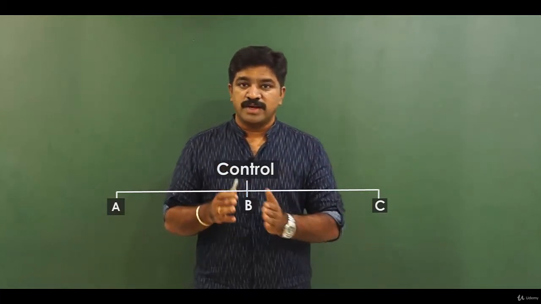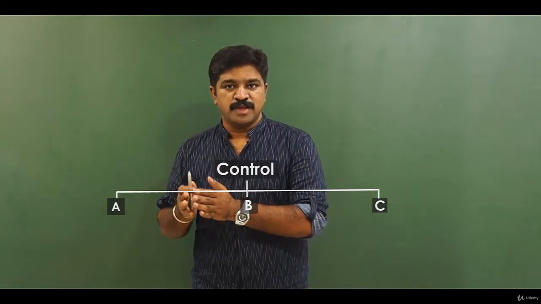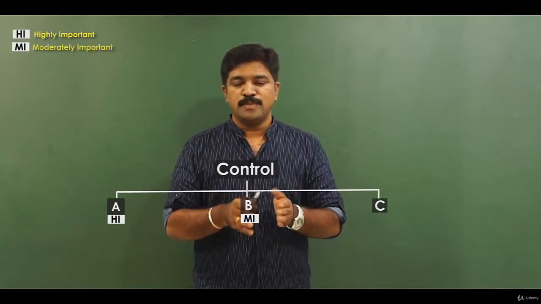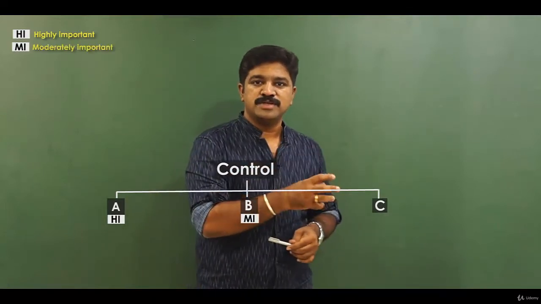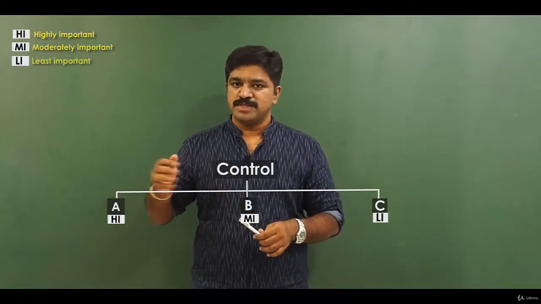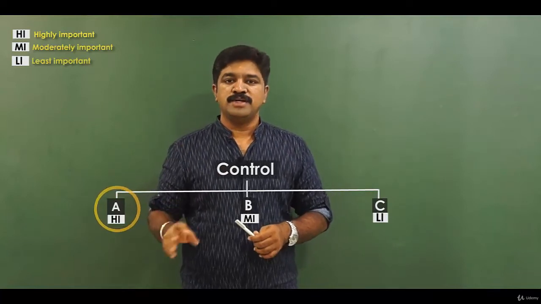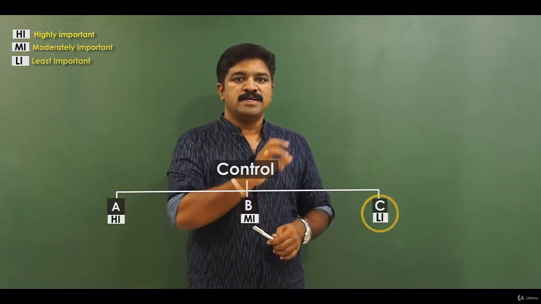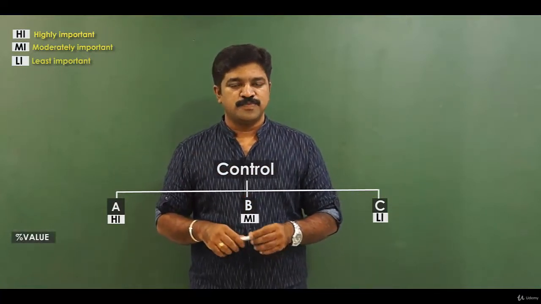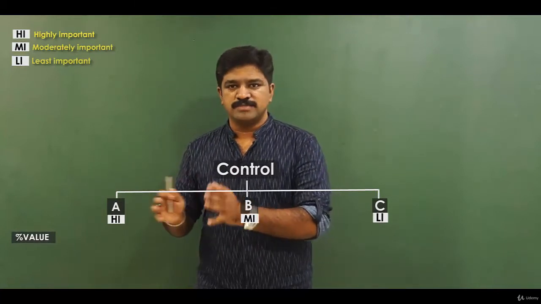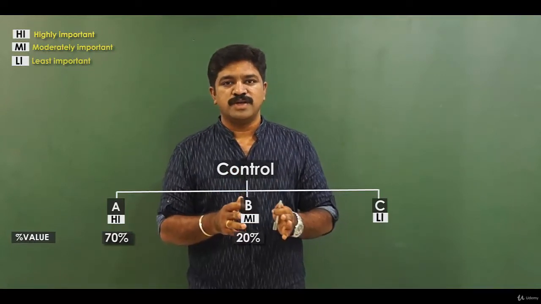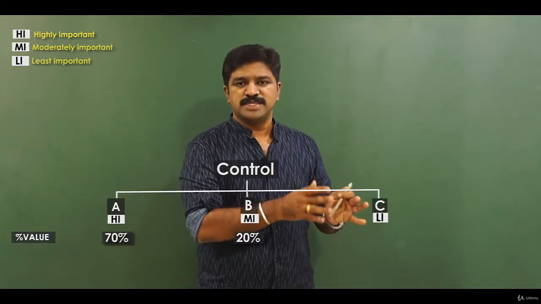Here we are classifying the materials as category A, which are basically highly important materials; category B, moderately important materials; and category C, least important materials. If you see the value of the materials in percentage, the highly important materials are around 70% in value, moderately important materials around 20% in value, and least important materials around 10% in value.